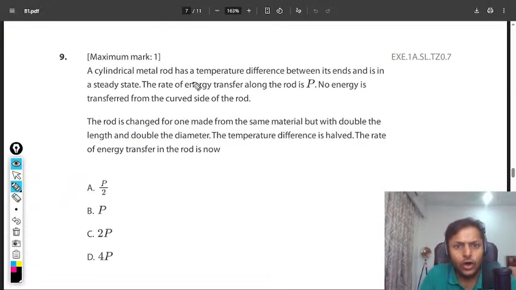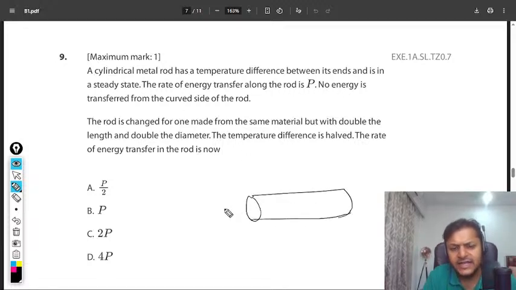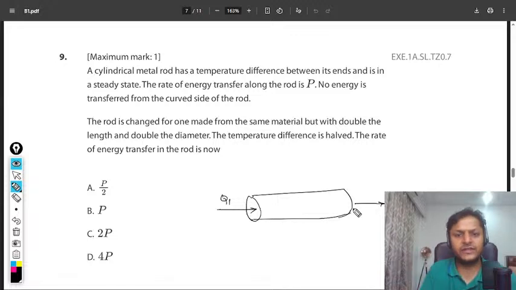A cylindrical metal rod has a temperature difference between its ends and is in steady state. Steady state means that the amount of heat which is entering from this point is getting out of the other side, and there is no loss and they are all equal. The rate of energy transfer along the rod is written as P. There are no energy losses. The rod is changed to one made of the same material, but with double the length and double the diameter. The temperature difference is half. The rate of energy transfer in the rod will be?